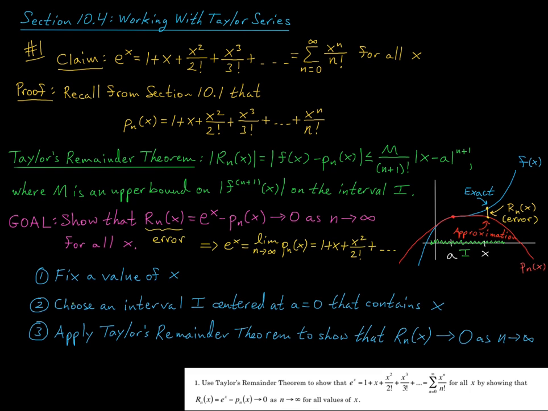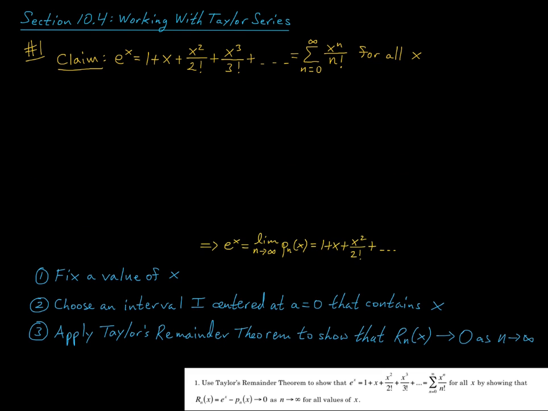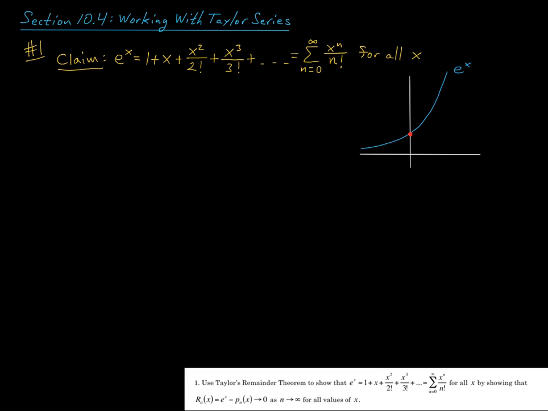So I'll go ahead next and choose an interval I that's centered at a equals 0 that contains this number x. And then the third thing we're going to do is apply Taylor's remainder theorem to show that Rn of x approaches 0 as n approaches infinity. Okay, so this is the game plan in establishing this goal. All right, so now let's go ahead and carry out the plan.